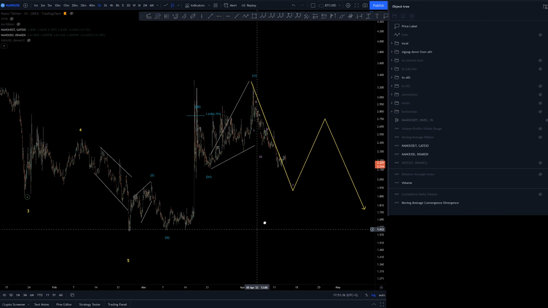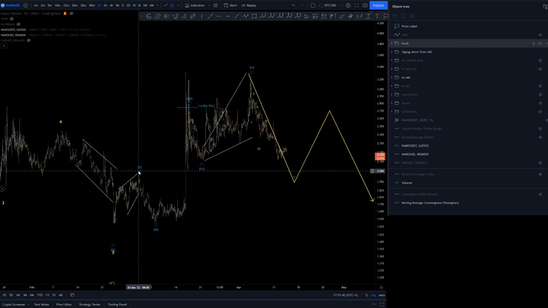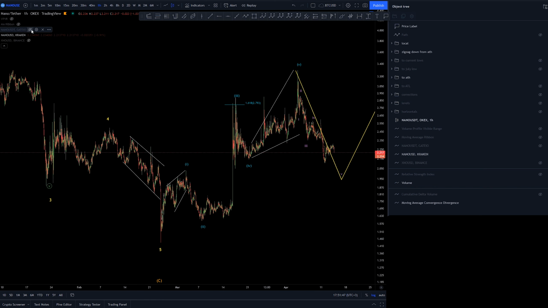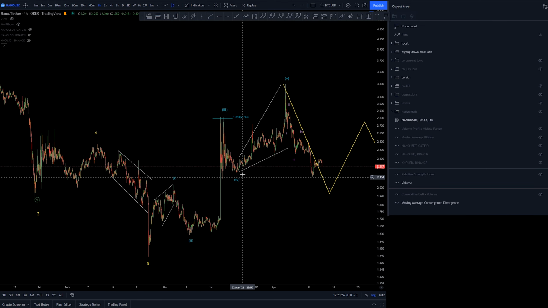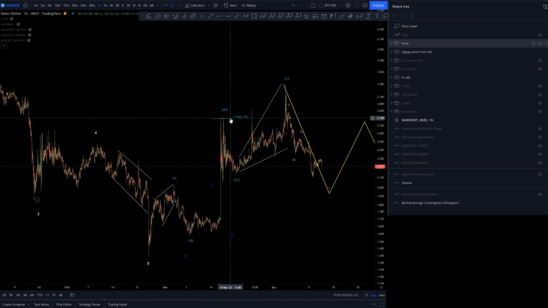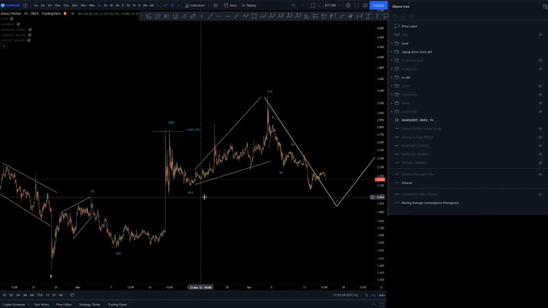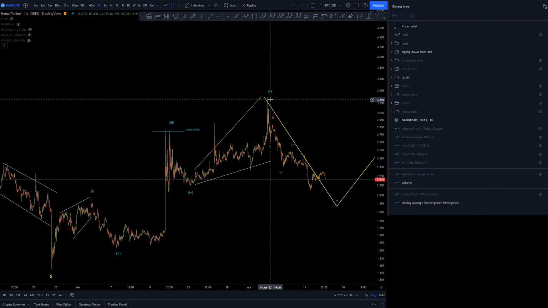So I've marked this as one as a leading diagonal, 2, and then 3. Let's actually check the right exchange. So 1, 2, 3, 4, 5. Third wave is coming right to the 1.618 area, and this last leg is super weird. I'm saying it as a diagonal, some kind of 1, 2, 3, 4, 5.